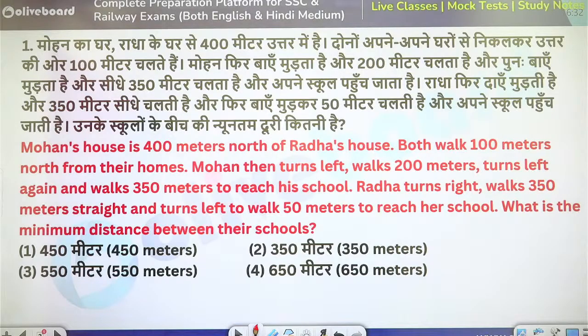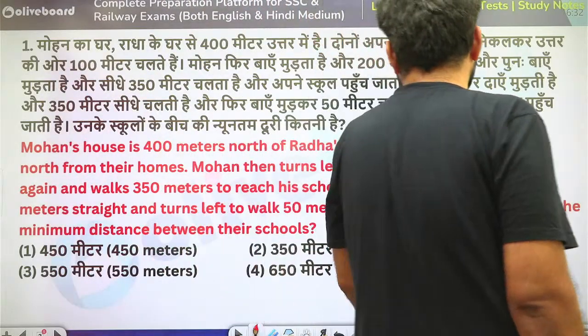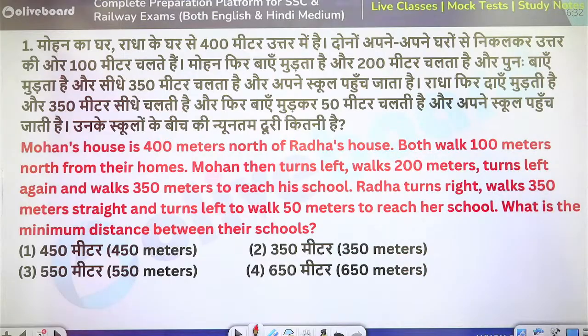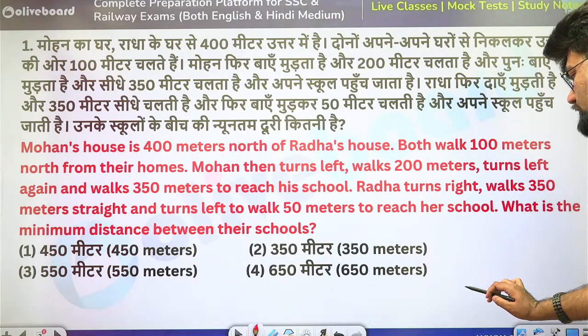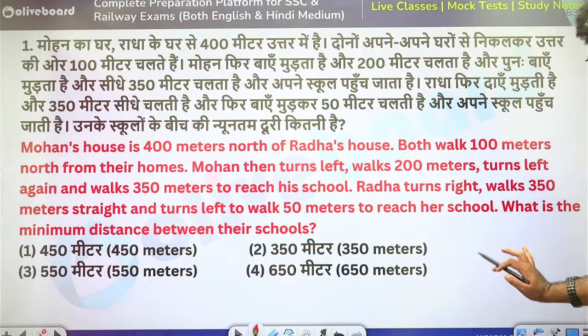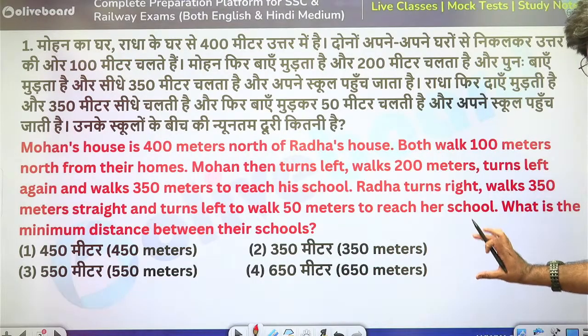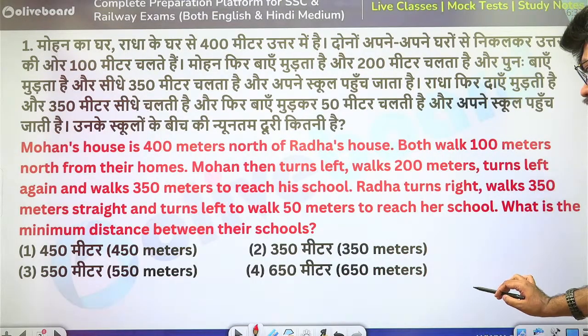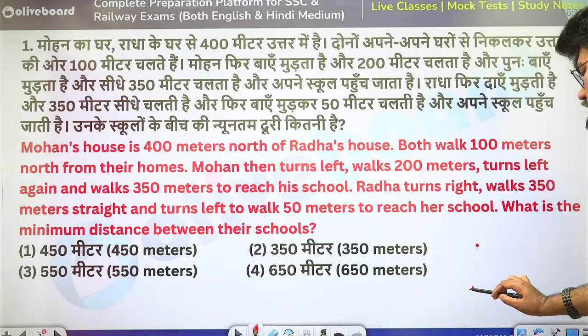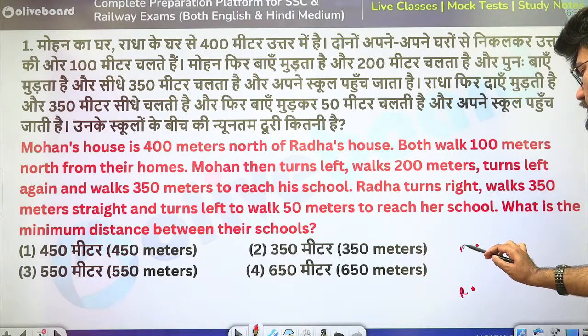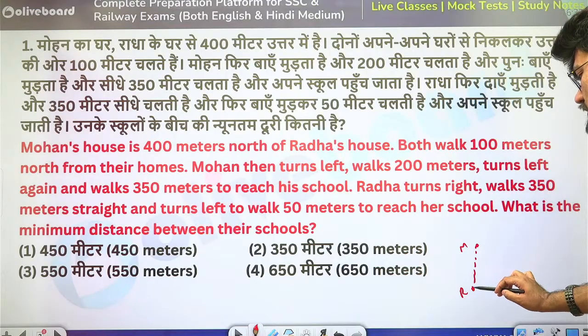So what is happening here? Mohan's house is 400 meters north of Radha's house. This is actually a very good question. So if this is, and I'm drawing a small figure here, you will start drawing a bigger one. Gradually you can cut short on the amount of space you take. So this is Radha's house and this is Mohan's house, and there is a gap of 400 meters between them.